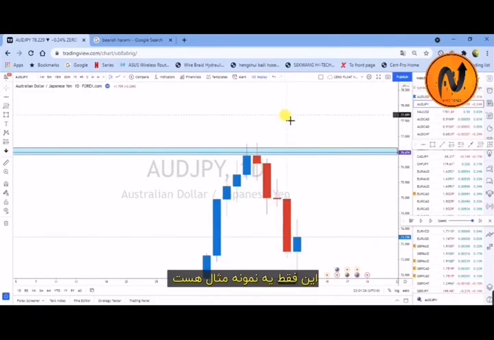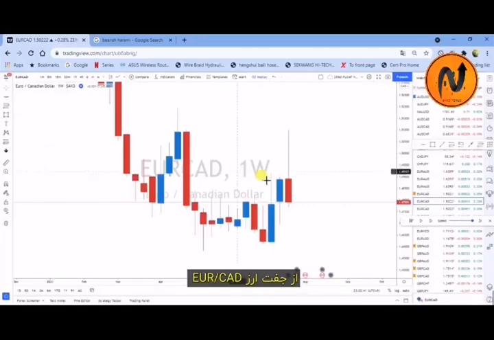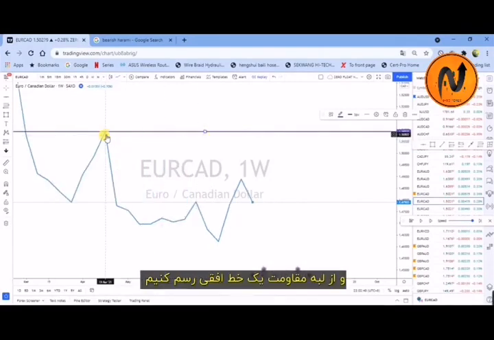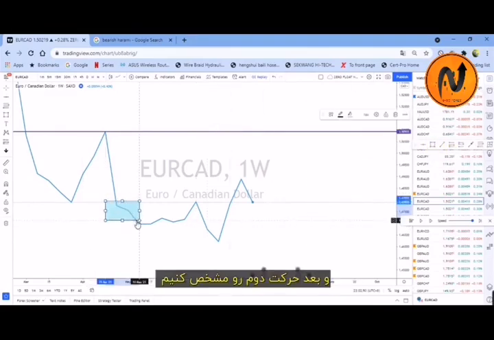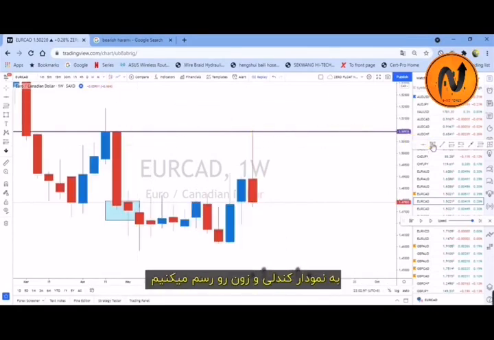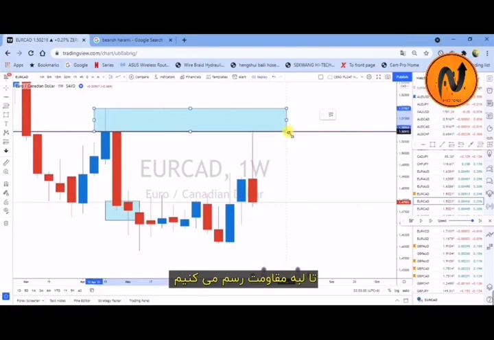So this is just one of the examples. I'm going to show you another example. This is from the pair EUR/CAD on a weekly time frame. So we go to the line chart. We're supposed to go to the line chart and then mark the edge of the resistance with a horizontal line, and then we mark our second movement. So this will be our second movement. So we go back here to our candlestick and then mark the zone, from this week all the way to the edge of the resistance.